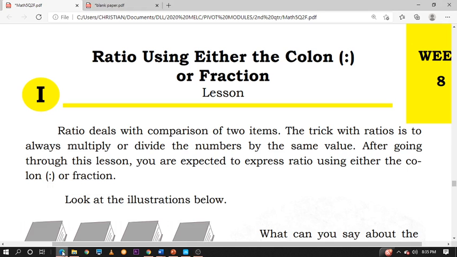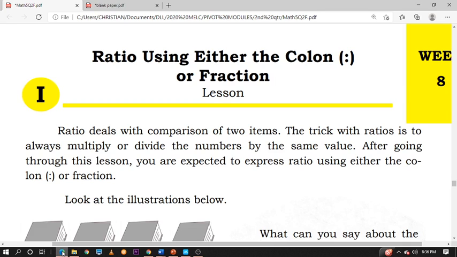Okay, so magandang araw. So para sa ating week 8 for the Mathematics 5, we will learn about ratio using either the colon form or the fraction form. So when we say ratio, it deals with comparison of two items. So pinagkukumpara natin yung dalawang items. Ang tawag doon ay ratio. So the trick with ratios is to always multiply or divide the numbers by the same value.